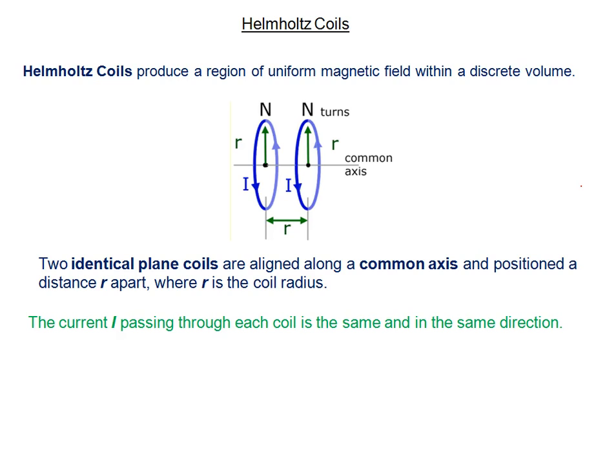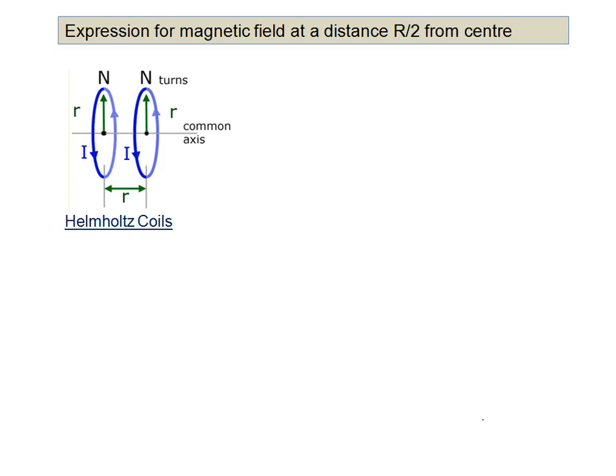Okay. This is the Helmholtz coil which I was telling you. A Helmholtz coil produces a region of uniform magnetic field between the coils. And by definition, two identical plane coils are aligned along a common axis and positioned at a distance r apart. Important thing, current should flow in the same direction. Now the expression for the magnetic field at a distance r by 2 from the center.